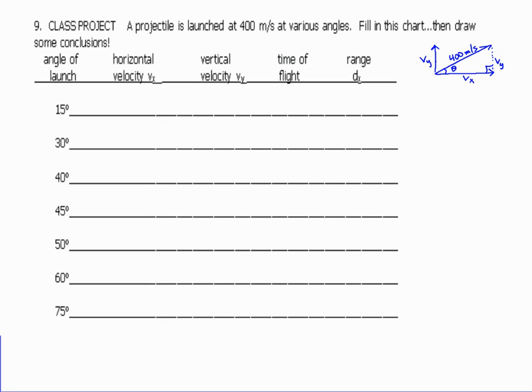A projectile is launched at 400 meters per second at various angles. So here's my velocity vector. I drew a little diagram. 400 meters per second and various angles. And the angle of launch that you see on the left side is against the horizontal. So 15 degrees is just 15 degrees above the horizontal, 30, and so on.